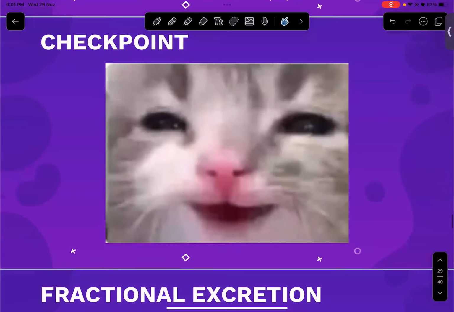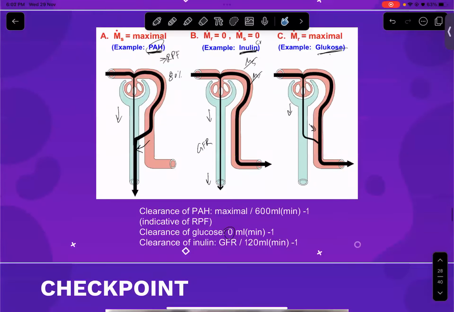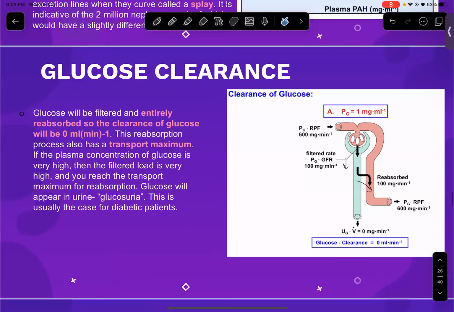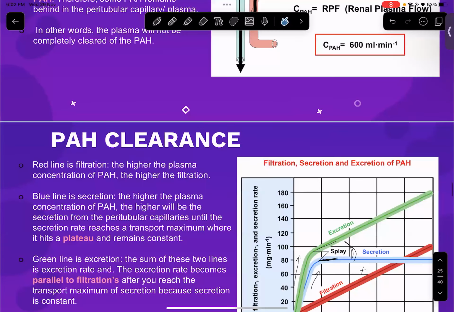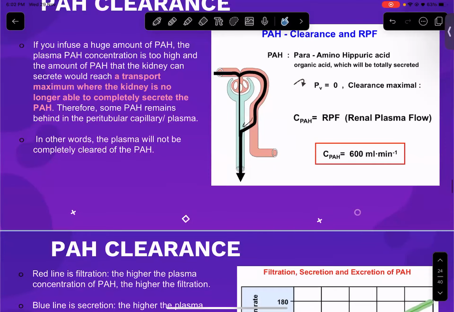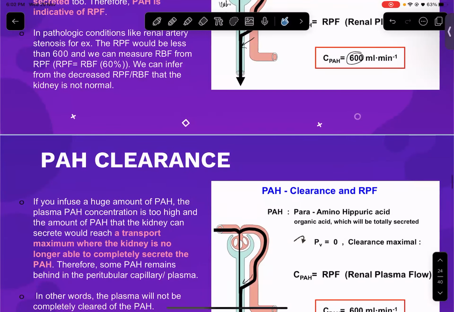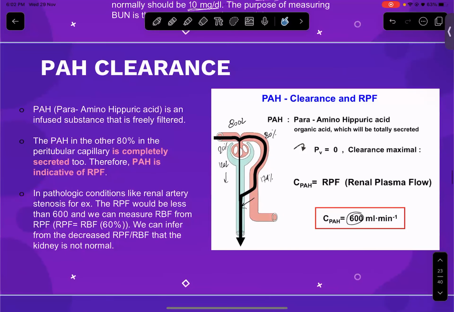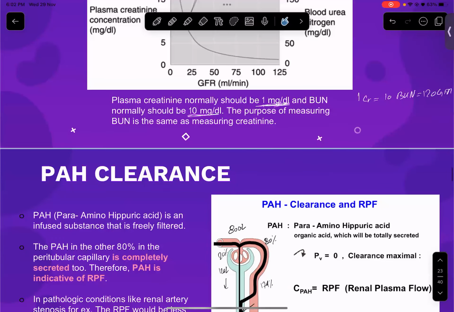Okay, this is a second checkpoint. I know we went over a lot of concepts. Do you want me to go over any of the concepts so far? Is there anything you don't get? I'd be more than happy to go over them. Yes, okay. So basically, for PAH, where did we start?